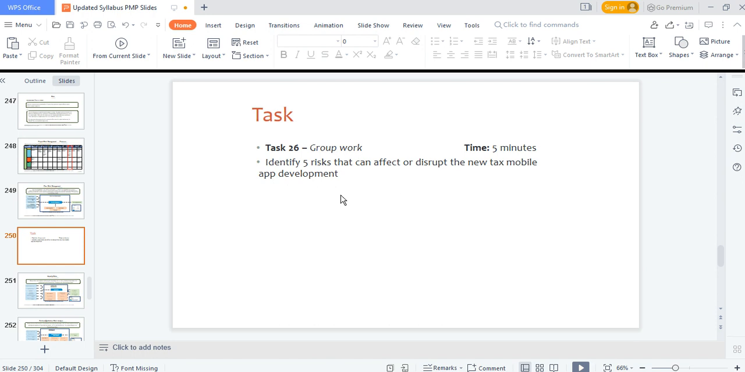So you could do a brainstorming session and come up with all of the different risks that can come up with respect to a launch of a new mobile app software.